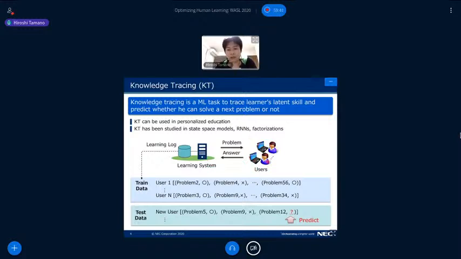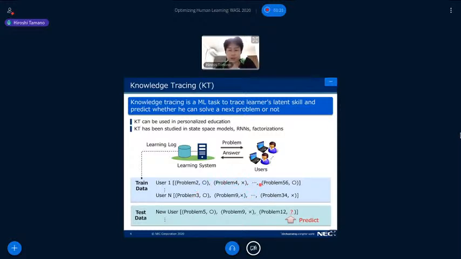The user interacts with a learning system. The learning system gives problems, and the user solves problems. The learning log is stored in the learning system. The learning log is a sequence of answers to problems. Looking here, user 1 tried problem number 2, it was correct, and then he tried problem number 4, it was incorrect, and so on. So we have this kind of data set.